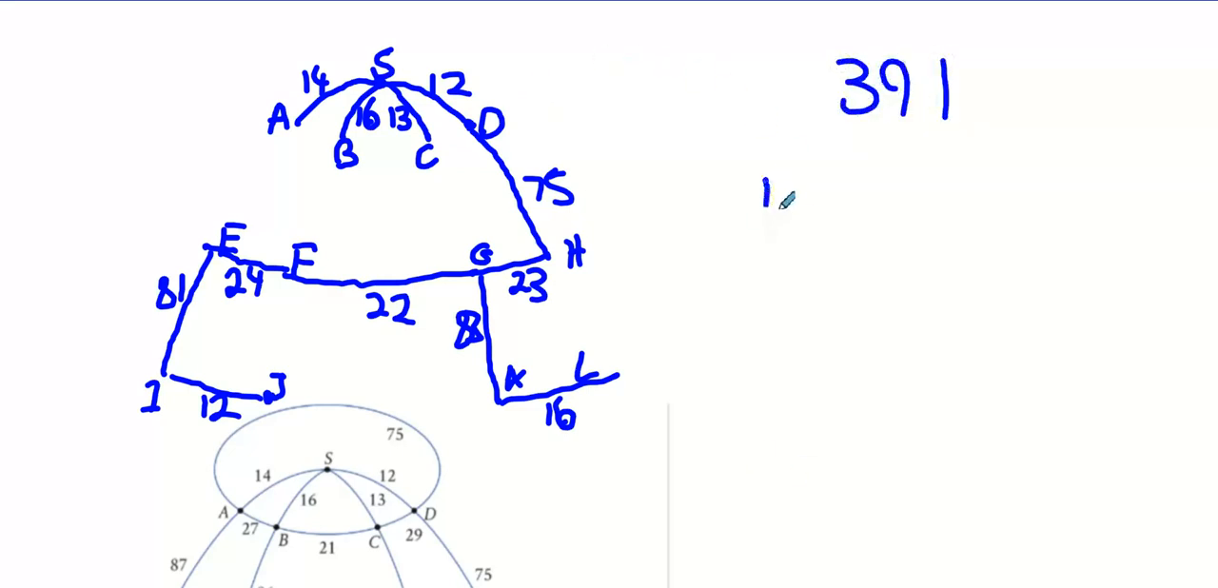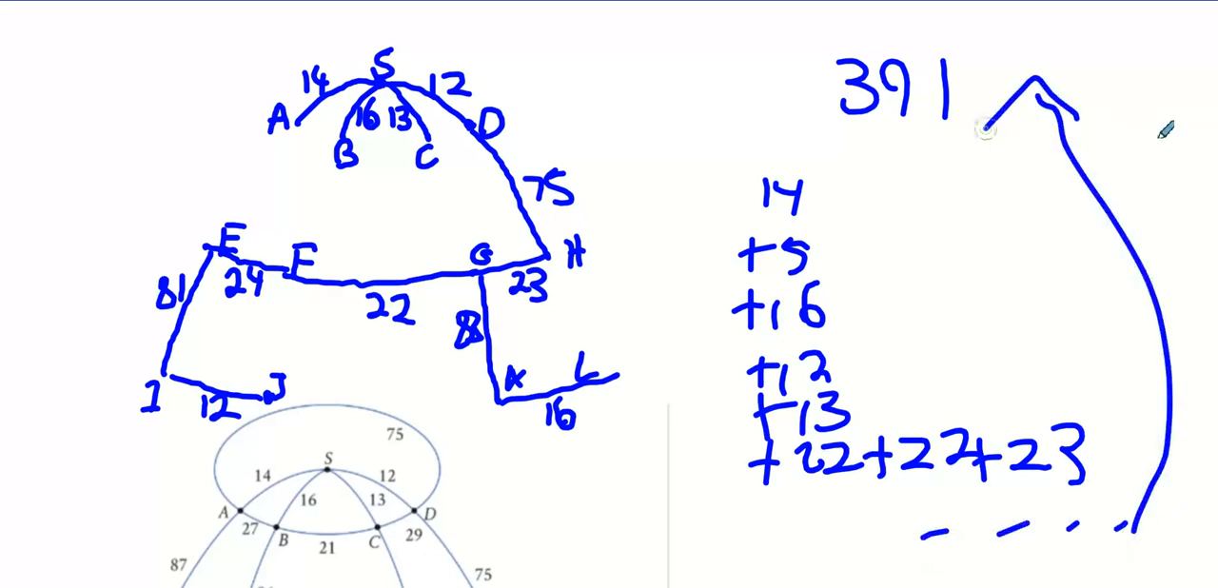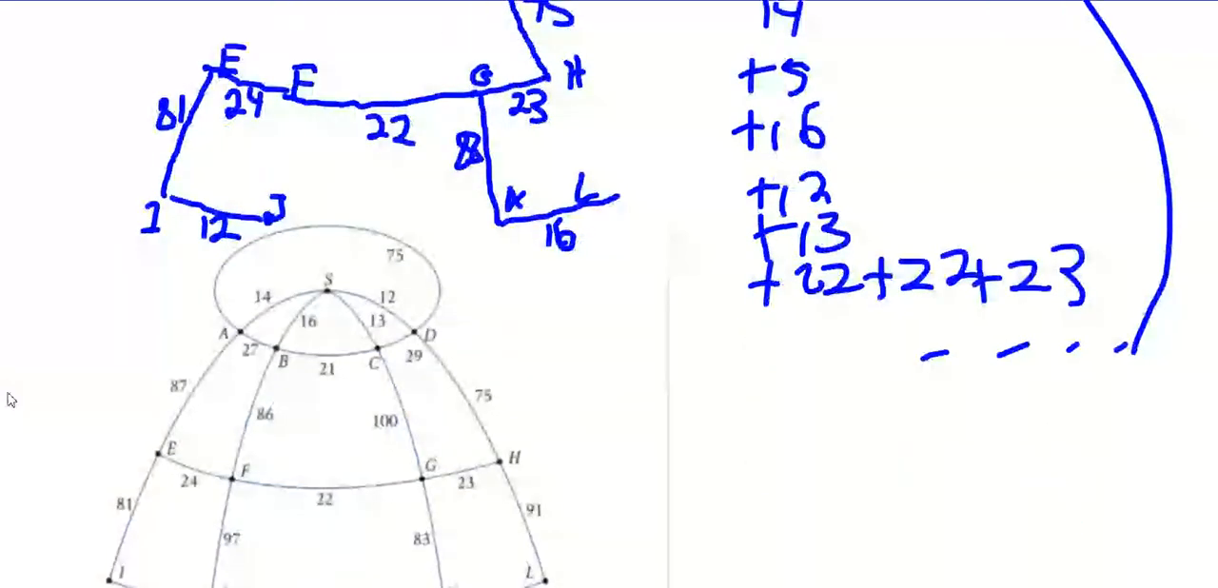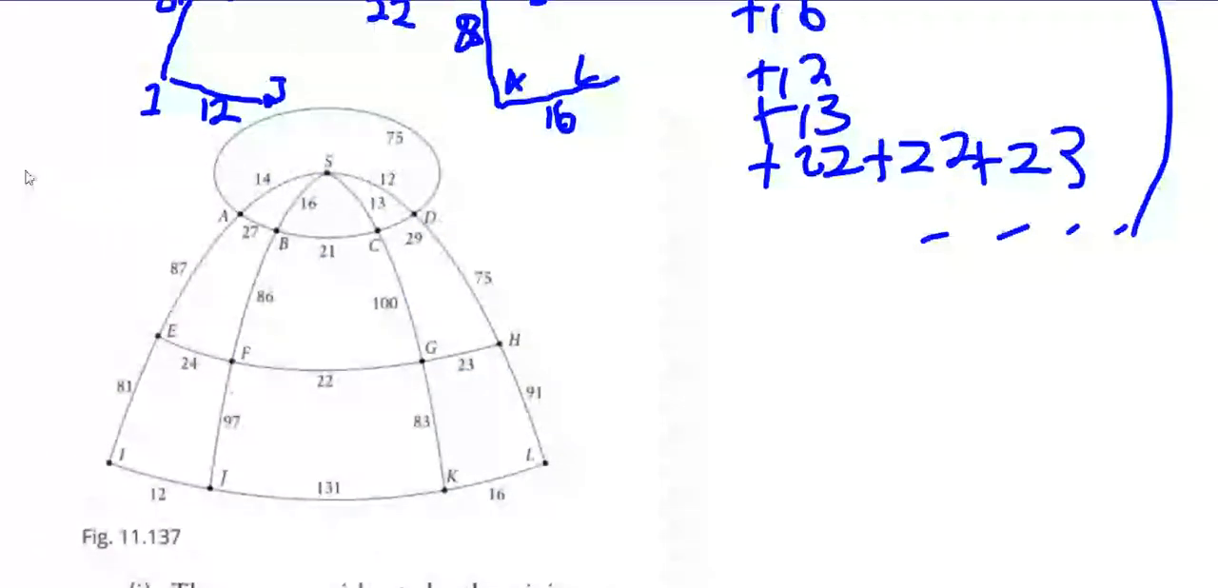Okay, so that's 14 plus 5 plus 16 plus 12 plus 13 plus 24 plus, yeah, I think the people at home get the gist. Dot, dot, dot, 391. Okay, now, what's the next question? I already drew the minimum connector, didn't I? Oh, part one. Part one was writing down all the edges we used. So we actually did part three already. We drew it already, but part one is write down what we started off with.